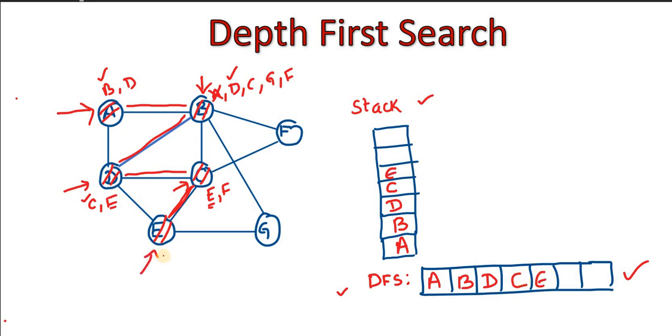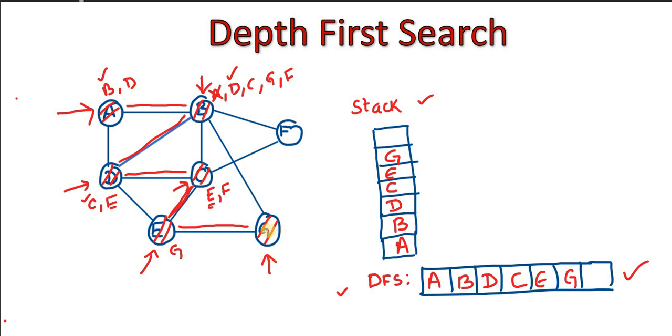And now consider vertex E. Now for this E, D is already visited, C is already visited, and G is not visited. So you reach this G from E and draw a line, and immediately you mark this G as visited, add it to the stack and also add it to the DFS. Now consider vertex G. See here, for this G, there are two adjacent vertices, that is E as well as B. Both of these vertices are already visited.